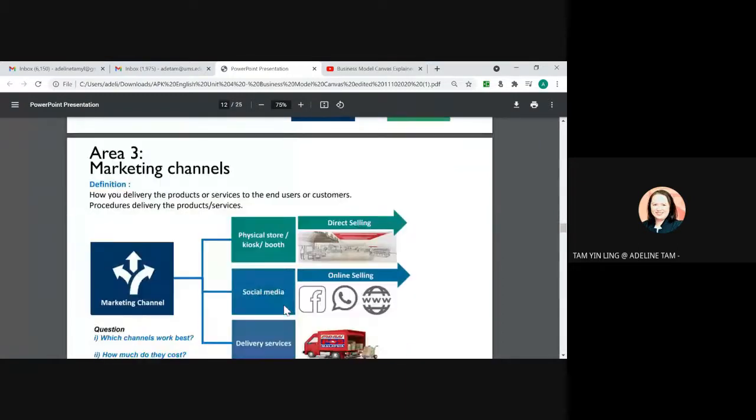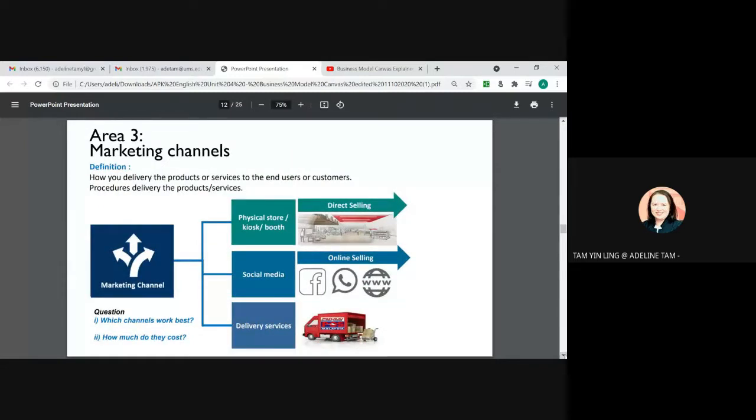Next, the third is marketing channel. So marketing channel is actually about how you deliver the products or service to the end user or customers. Okay, you deliver. So it's about logistic. So there are a few questions you ask yourself. Should I do physical store or should I promote using social media? Then should I ask them to come to collect the products, or should I do delivery service? So these are some of the questions that you have to ask.